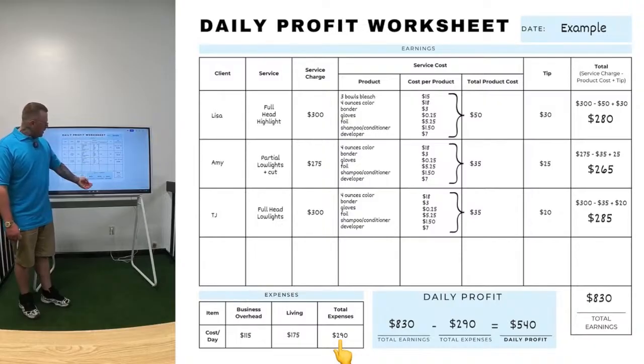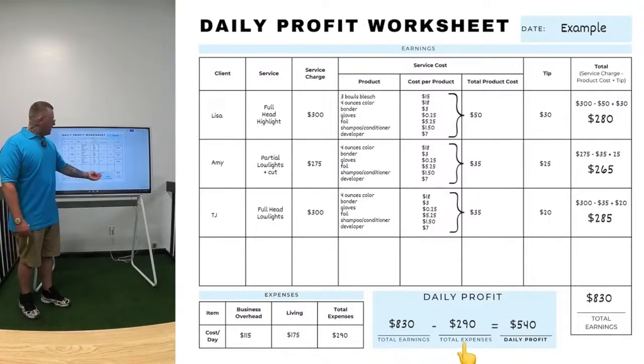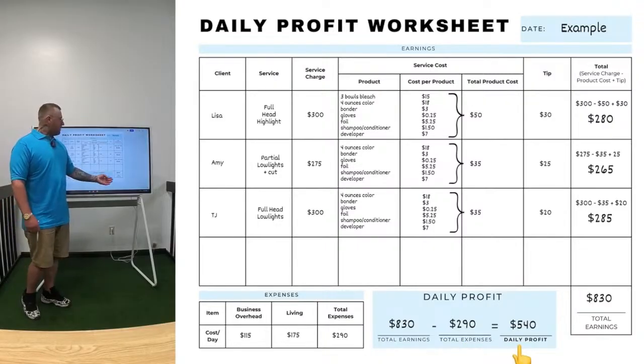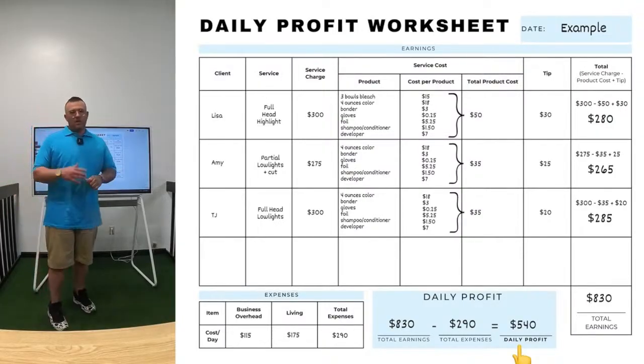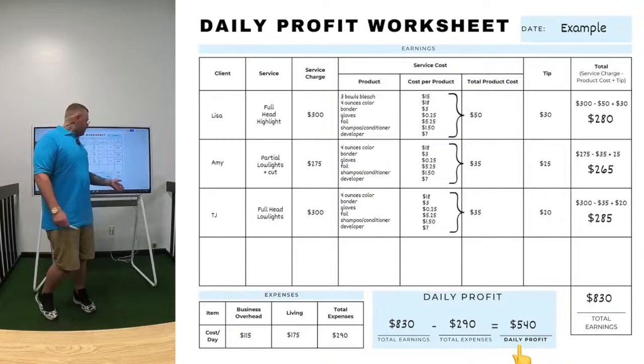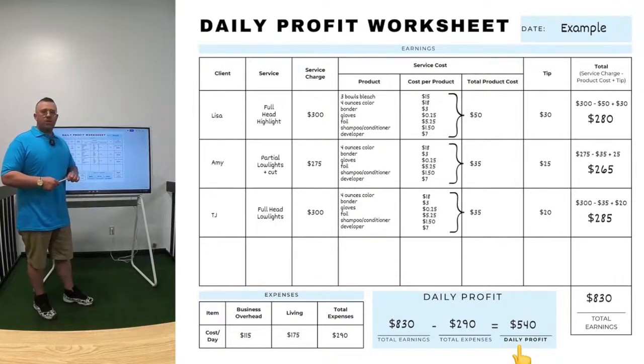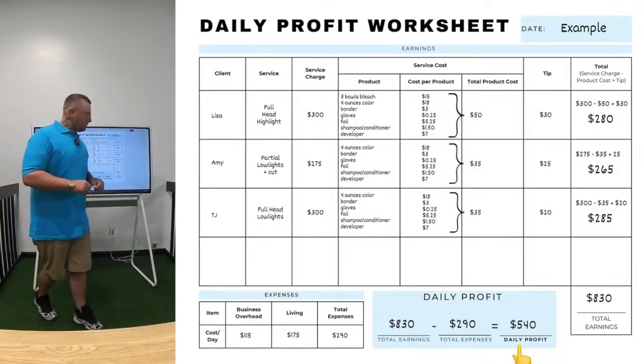So again, total earnings from the day, $830, minus my expenses of $290 for living and operating, brings me out to $540 for profit before I do my state and federal income tax. And everybody's is different, so I just left that blank. But again, a quick Google search, you'll understand exactly your number for your state taxes.